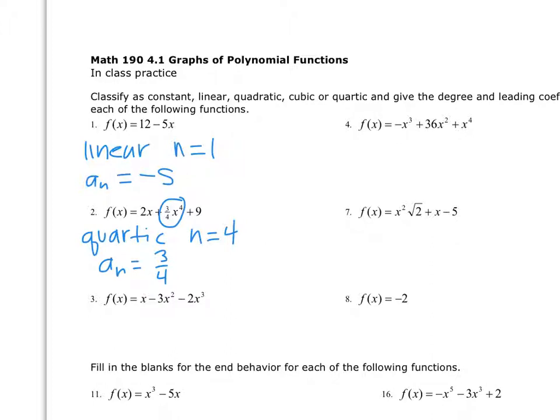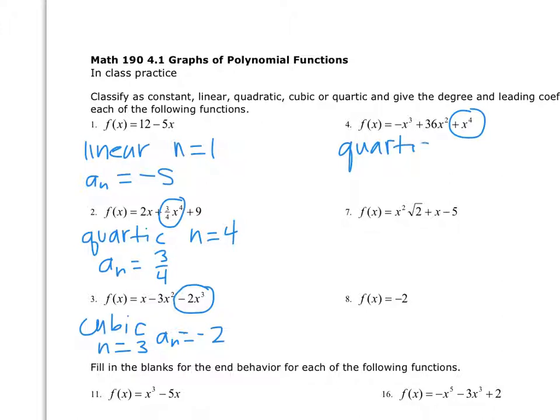Number three, the leading term is -2x cubed, so this is a cubic. That means the degree is 3, and our leading coefficient is -2. Number four, all right, our leading term is x to the 4th, and that means we've got a quartic polynomial. Degree is 4, and the leading coefficient is 1.